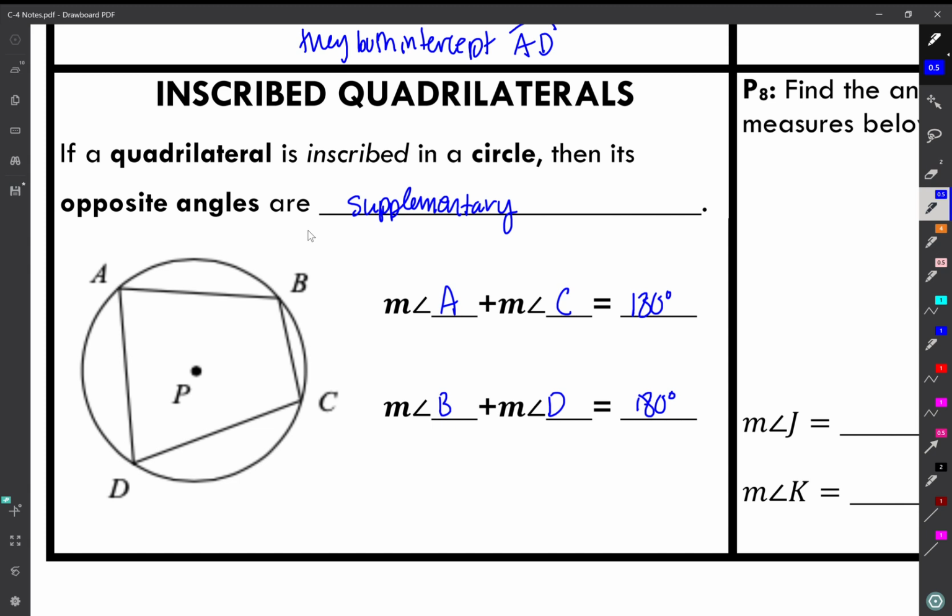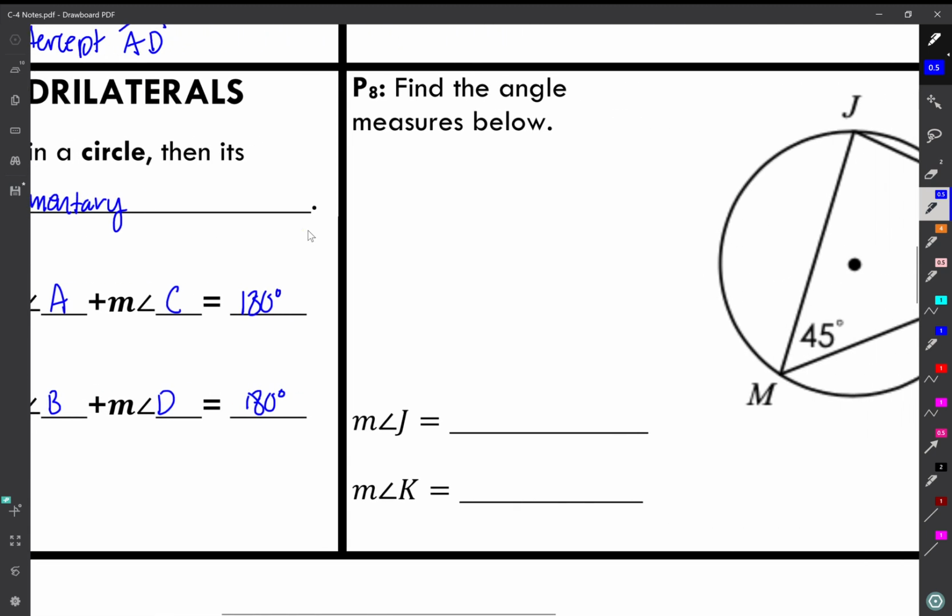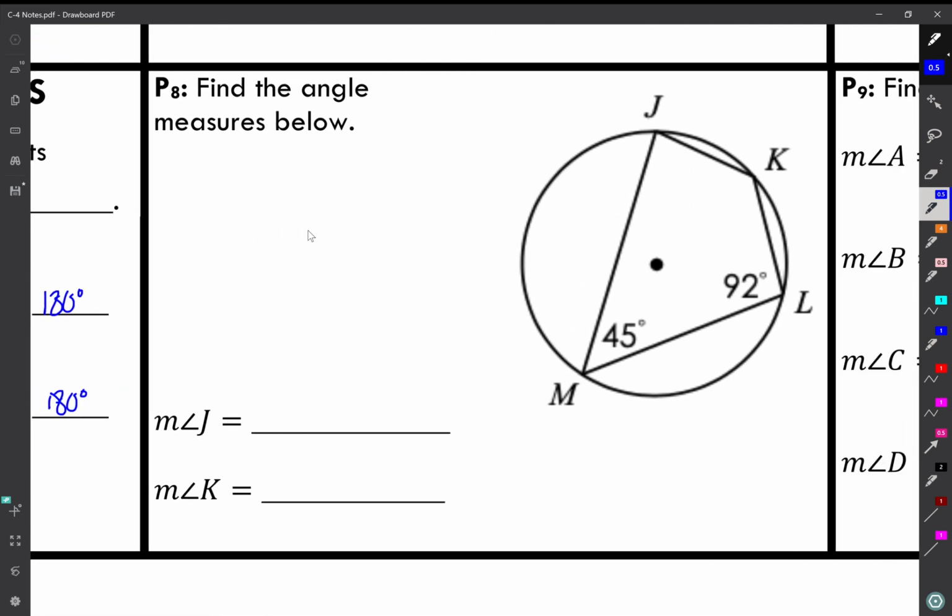All right, so let's look at number 8. It says find the angle measures below. I'm given two of these angles. I'm given angle M and angle L. I know that M and K are opposite. This is a quadrilateral. It's inscribed. So M and K are opposite angles that are supplementary, as well as the same thing with J and L. So the measure of angle J will just be 180 minus whatever the measure of angle L is.